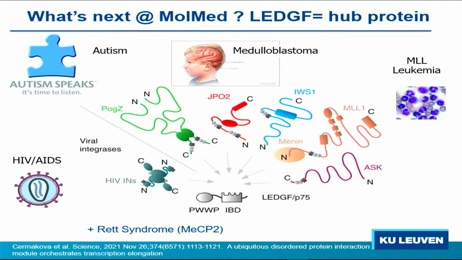And we do drug discovery there also for these diseases. So people with an interest in neurodegeneration or in neurodevelopment and leukemia, we also do that in our lab. But today I will only talk about HIV.